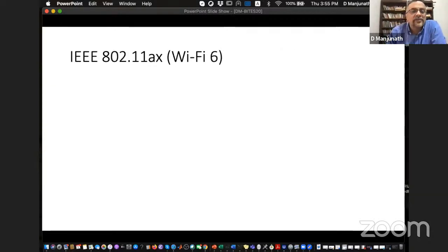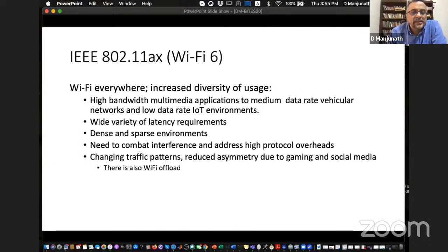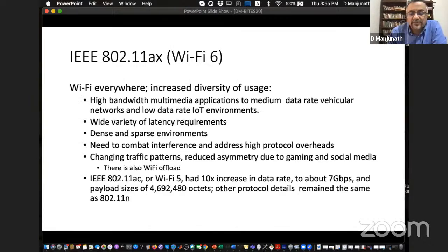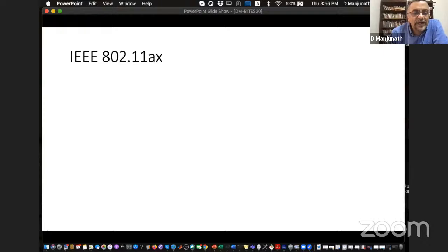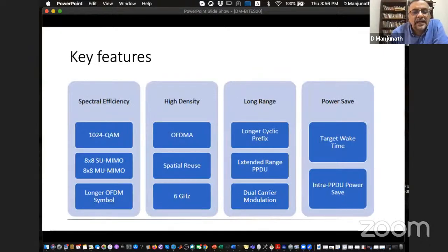I think I'm running out of time. So I'll skip all of this and quickly give you an overview of the motivation for the new generation of Wi-Fi, and I'll leave you with this picture as to how this is evolving. Okay, so Wi-Fi 6 is 802.11ax. It is trying to improve the performance in multiple ways. These are the four axes which it uses to improve the performance.